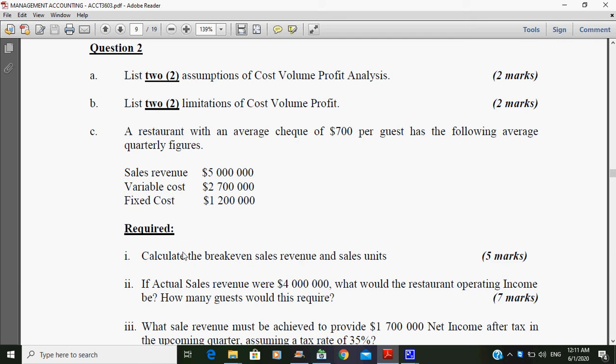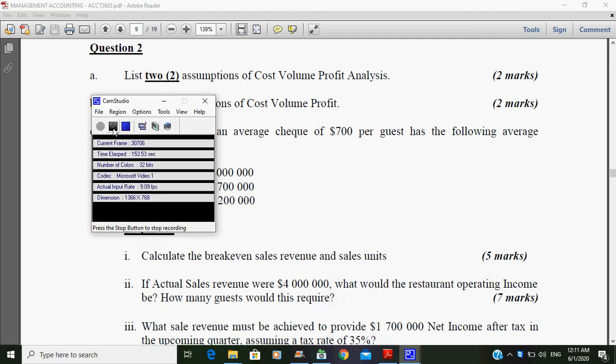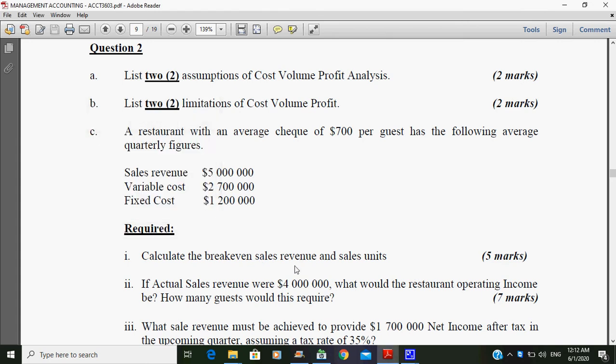Now, you must calculate the break-even sales revenue and what? Sales units. Good? Now how do we calculate break-even sales revenue? Remember that. Alright, let's go to it now. The formula for break-even sales revenue in dollars is: fixed costs divided by contribution margin ratio, or contribution margin percentage. You already have a fixed cost, so you need to find your contribution margin percentage, right? Now your contribution margin ratio, folks.